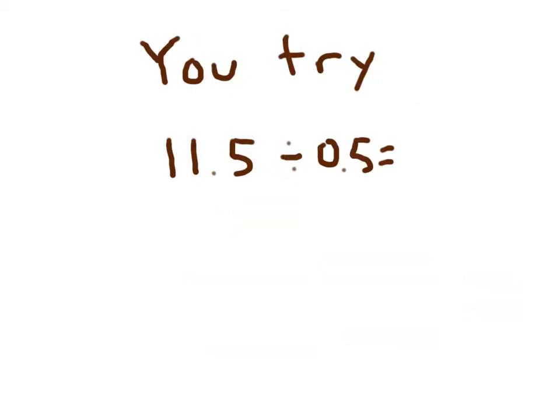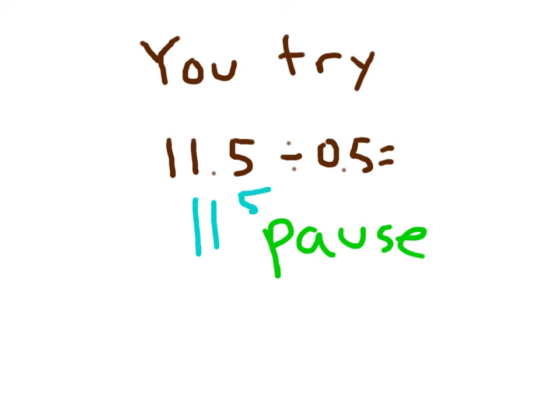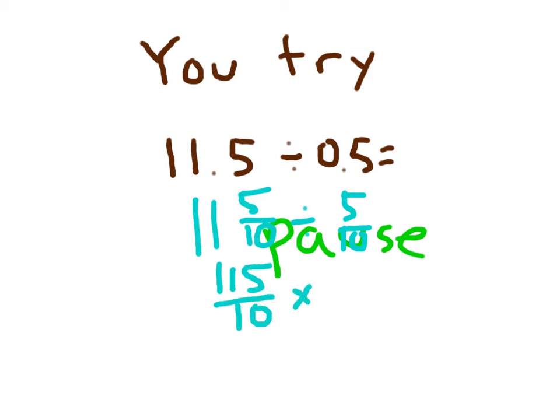Here's another problem for you to try. 11 and 5/10 divided by 5/10. Please hit pause. First step is to write a mixed number, and then an improper fraction. 11 and 5/10 divided by 5/10. And so 11 and 5/10, 11 times 10 is 110, plus 5 is 115 tenths, times the inverse, or the reciprocal, of 5/10, which is 10 fifths.